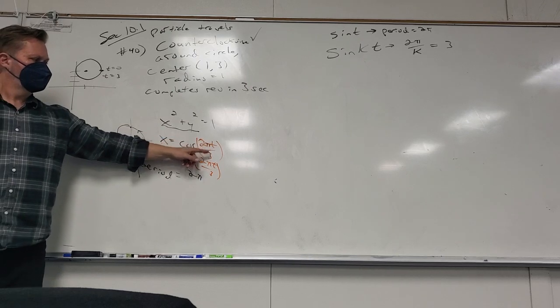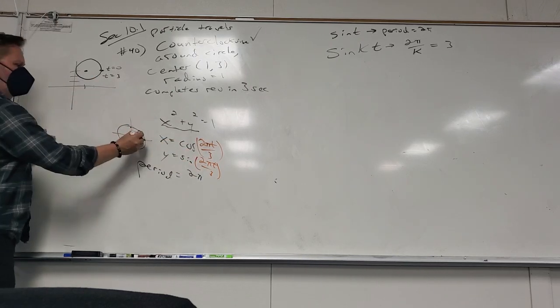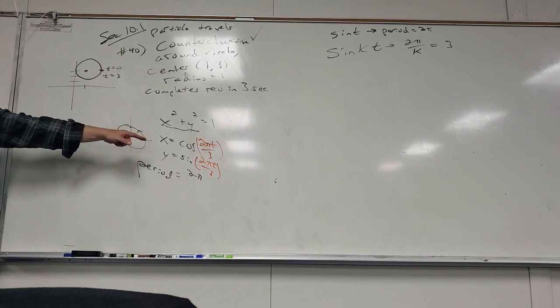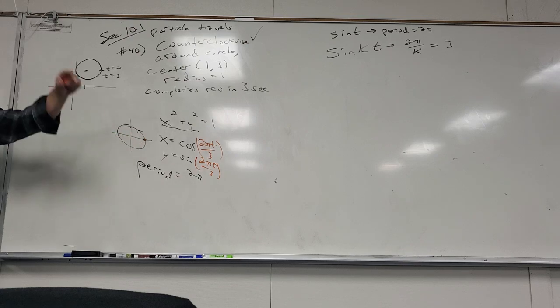When t is 0, it's here, correct? Same as before. But now when t is 3, where is it? It gets back there, doesn't it?